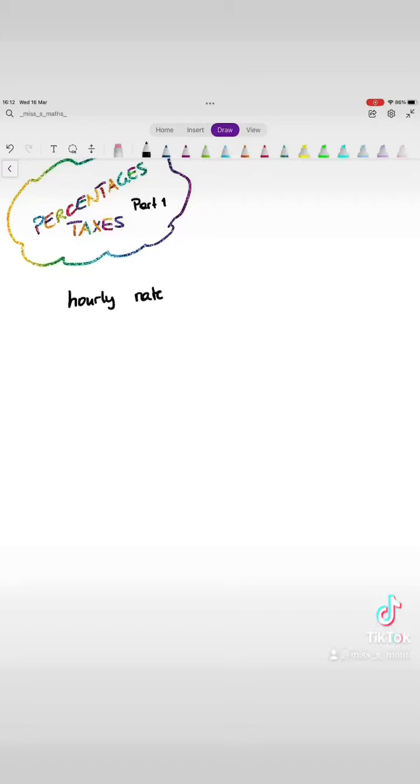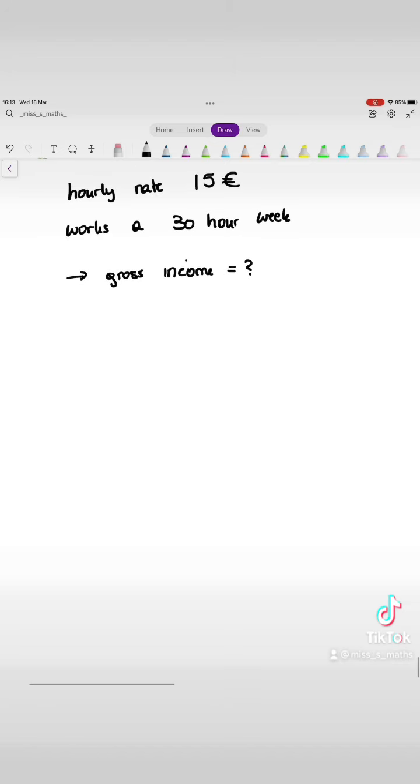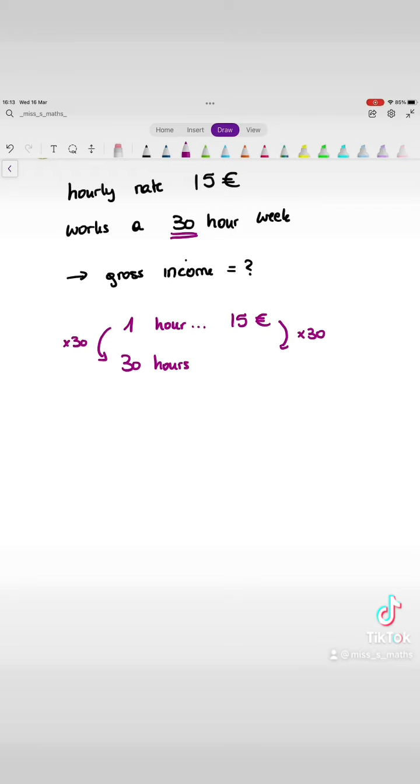This is part 1 on percentages that have to do with taxes. First of all, a lot of exercises start something like this. Somebody is making €15 an hour and they're working a 30-hour week. What is their gross income in 1 week? If we know that in 1 hour they're making €15, then in 30 hours they make 30 times €15, which is €450. So we now know that their gross income would be 450.